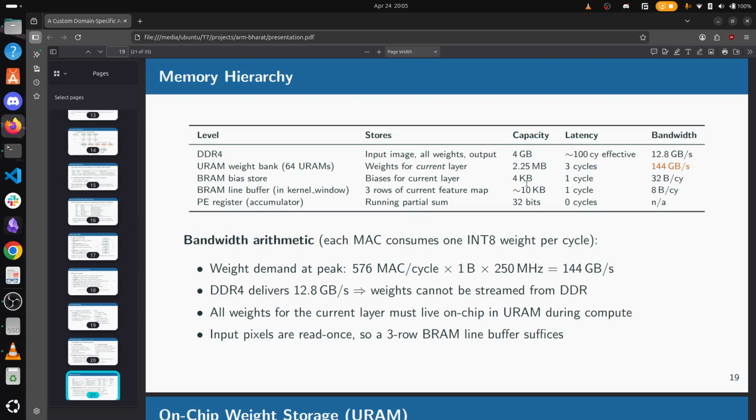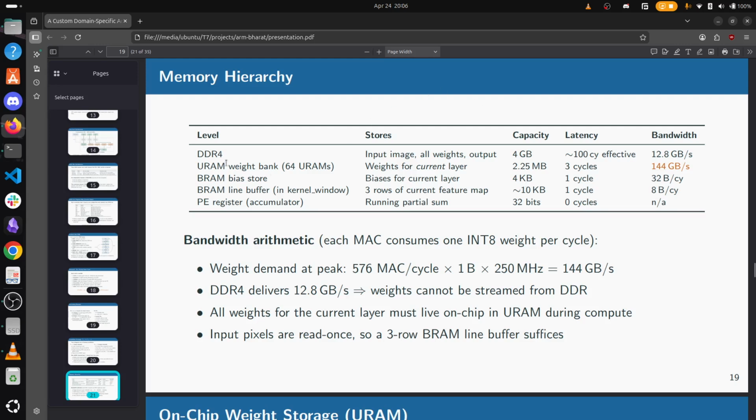We have a memory hierarchy, which is very important, as we know that processors also have a memory hierarchy. Registers are the fastest, then the cache, then the actual DDR memory, which is the slowest. Even we have a memory hierarchy. Our slowest memory is the RAM, which is DDR4 RAM. It is extremely slow, so we don't want to use DDR4 RAM except in the initial stages.